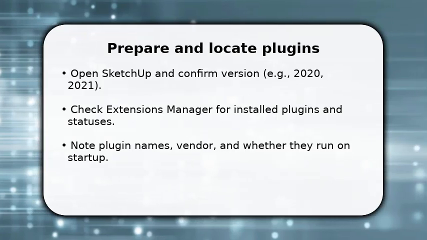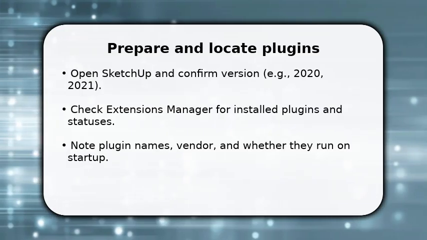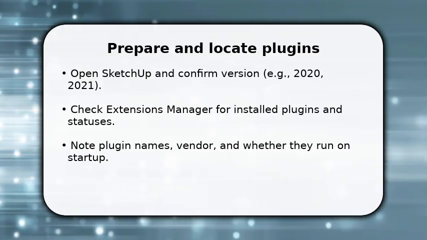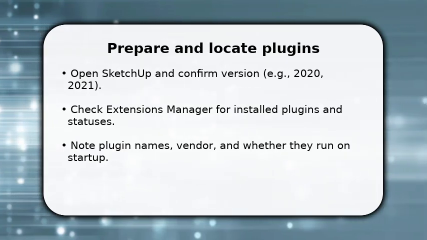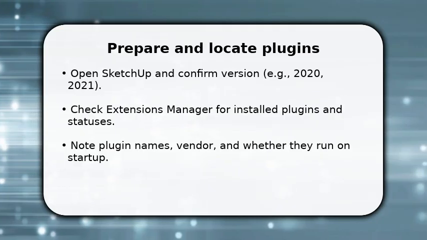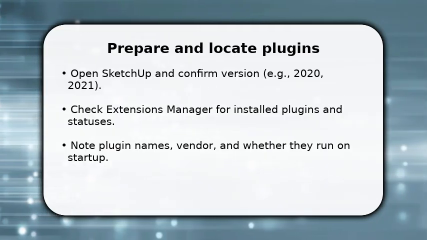You start by confirming which Sketchup version you're running and opening Extensions Manager. This matters because paths differ by version. Once open, scan the list and jot down exact plugin names and vendor info so you can find files later.